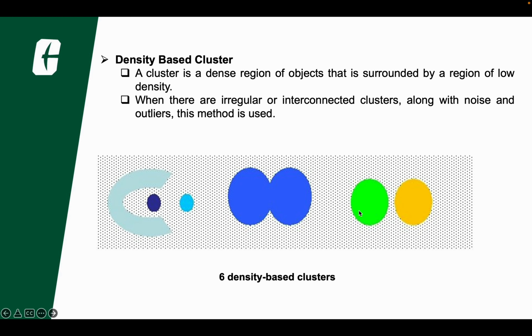And the fourth one is the density-based cluster. A cluster is a dense region of objects that is surrounded by a region of low density. When there are irregular or interconnected clusters along with noise and outliers, this density-based cluster method is used. See, here is the example: six density-based clusters. The outer region is a low-density one, and these clusters are the dense regions of objects.